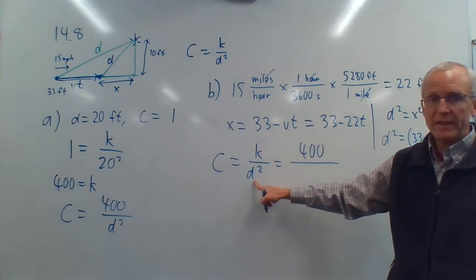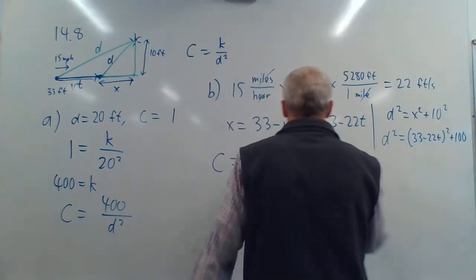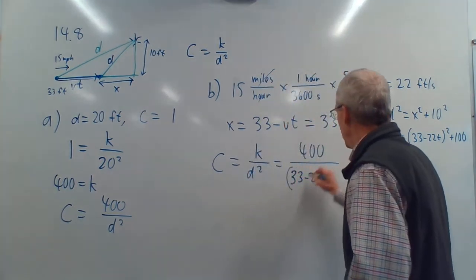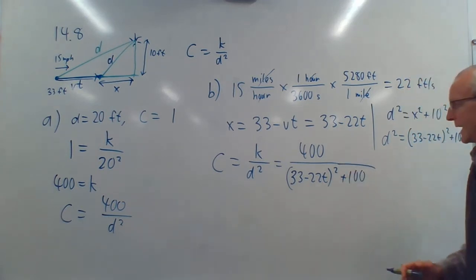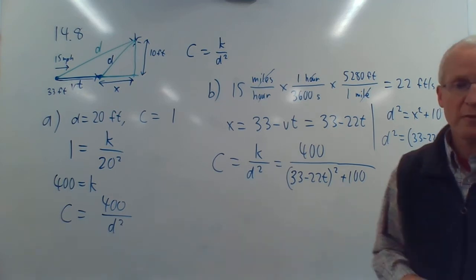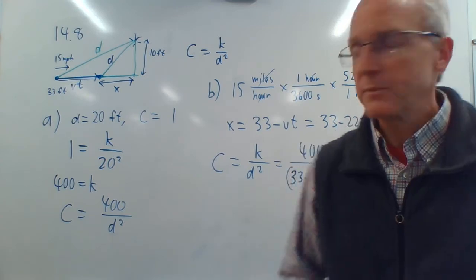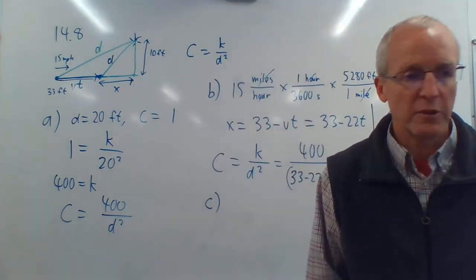So we have a d squared here, which is nice. We don't have to have a square root. So we just put in the d squared there. So that's (33 minus 22t) squared plus 100. That's how bright the light will be on him as a function of time, which is what they wanted to know. So find the function, right, that's part B. We did it. Hooray. Let's see if we can figure out C here before I run out of room.